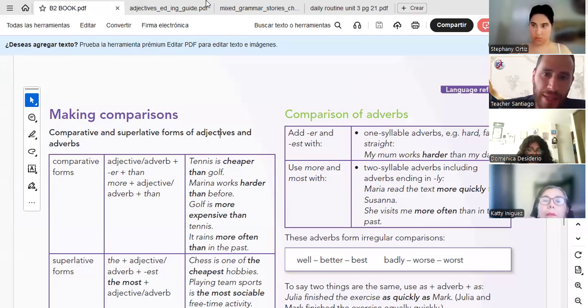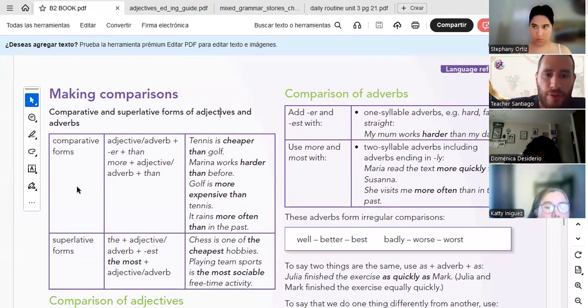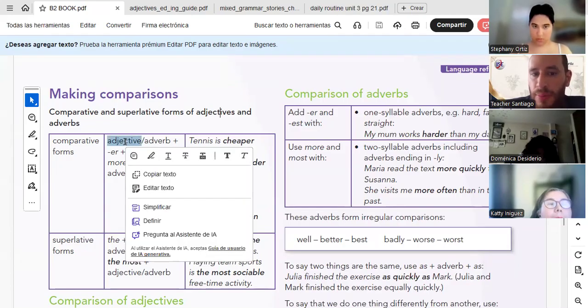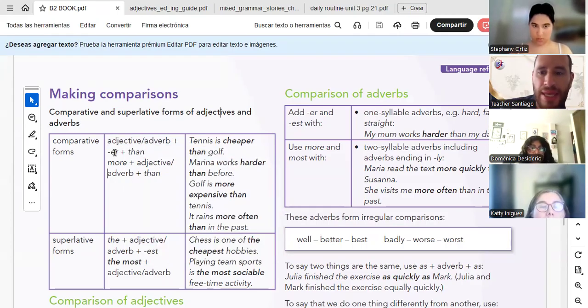Diego is moving. Okay, so it says comparative and superlative form of adjectives and adverbs. We're talking about making comparisons, right? So, comparative form, adjective or adverb. Remember, an adjective describes a noun, an adverb describes verbs. We add -er at the end for comparative, plus than. This than means que, right? Or more plus the adjective. In the adverbs, adjective or adverb plus than.